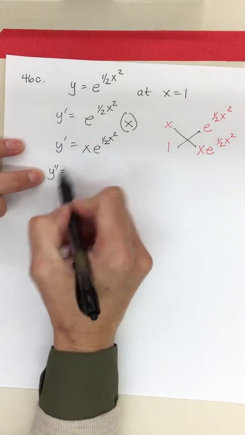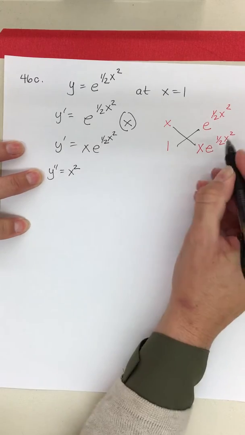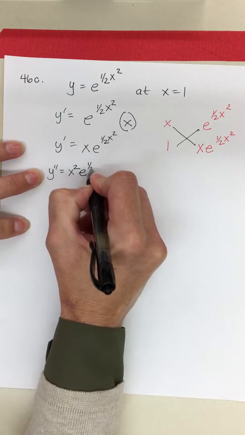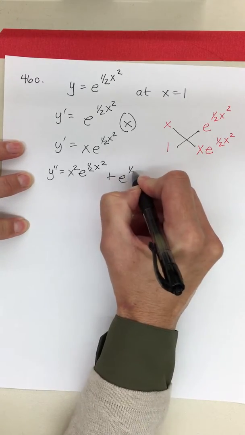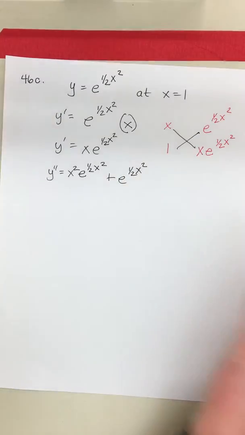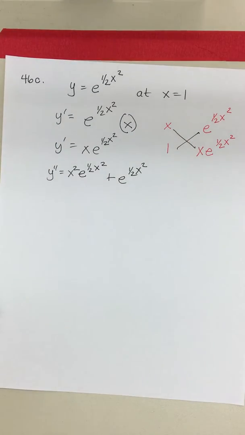And the second derivative, or the derivative of this, will be x squared e to the 1/2 x squared plus e to the 1/2 x squared. Now, if this was going to be my final answer, I would probably factor out an e to the 1/2 x squared. But all I'm going to be doing is plugging in a 1. So I happen to think it's easier to just plug in the 1 right now.